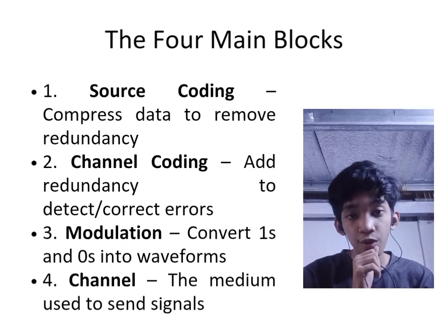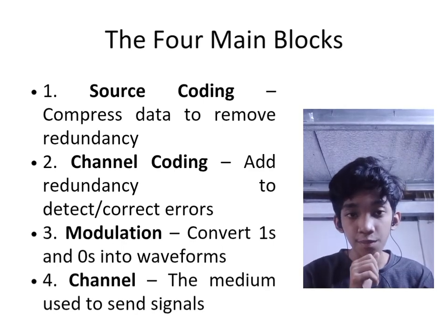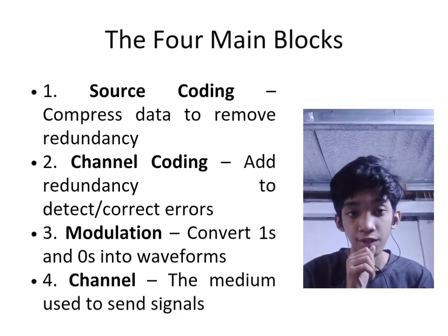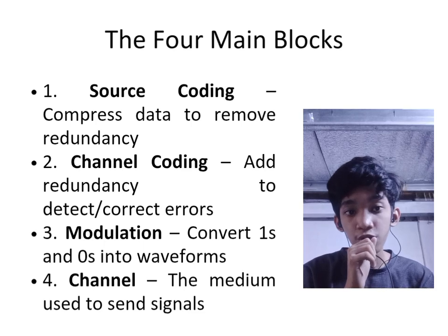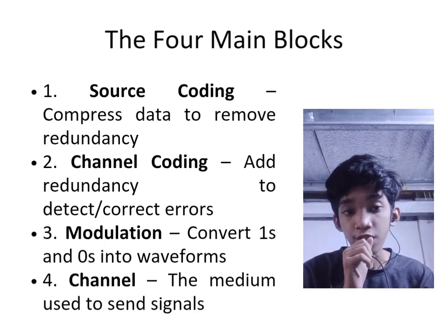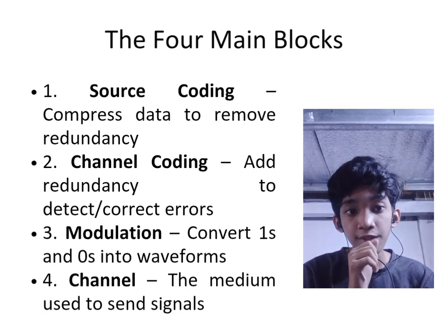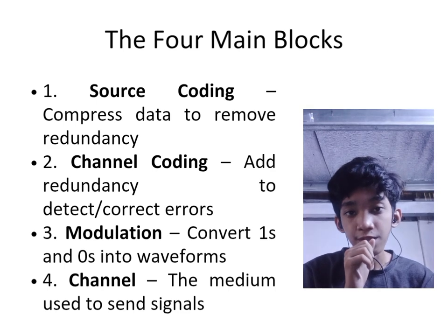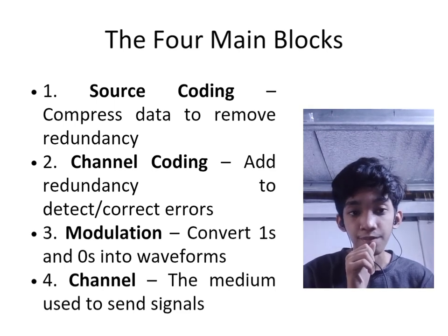Now, here are the four main blocks of a digital communication system. Think of them like a step-by-step process that data needs to pass through before it reaches the receiver. The first step is called source coding, that compresses data to remove redundancy. This step makes the data smaller by removing unnecessary repetitions. This saves space and makes transmission faster.